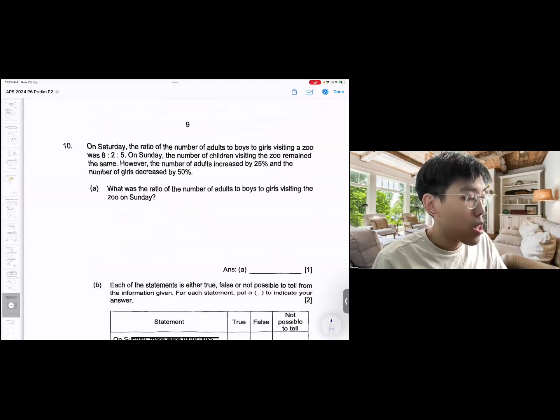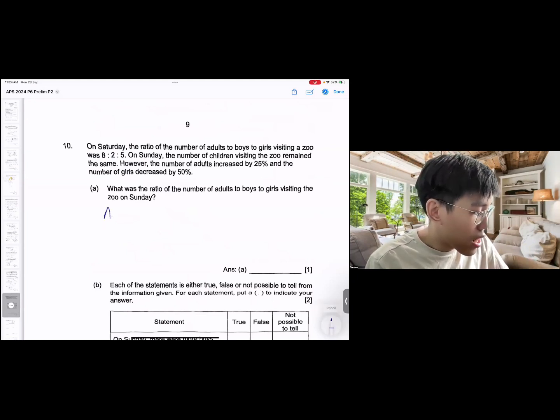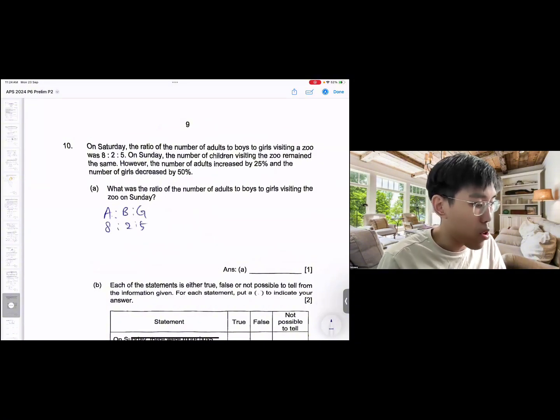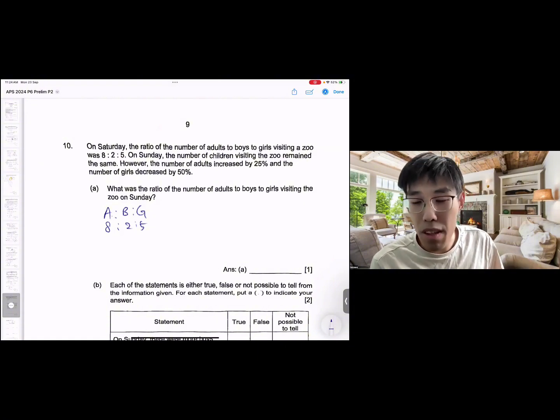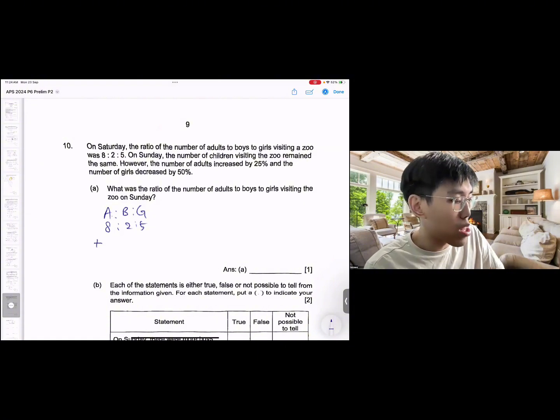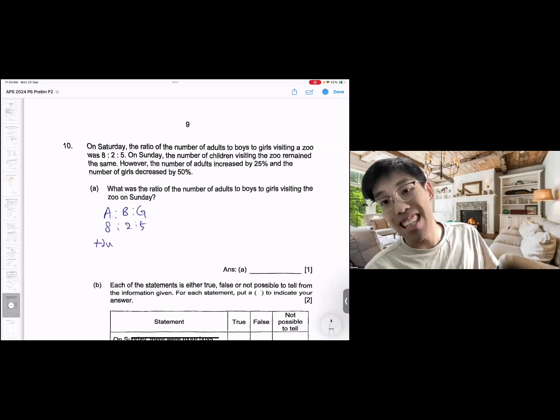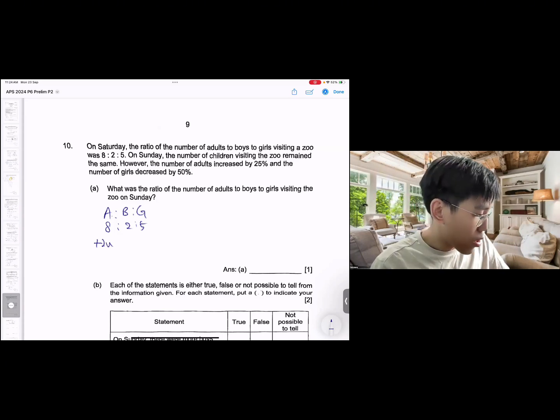Okay, let's have a look. I write adults to boys to girls, 8 to 2 to 5. What is the ratio or number of A to B to G on Sunday? I'm looking for a ratio. The number of adults increased by 25%, means they increased by 2 units. This one must know already. 25% of 8 is 2. So increase by 2 units.